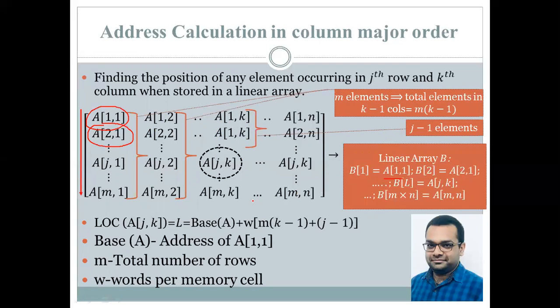Therefore, the location of ajk, which is equal to L inside the linear array B over here, is given by the base address plus number of words per memory multiplied by m into k minus 1 plus j minus 1, because this is the number of intermediate elements that we would have gone through before reaching this element ajk.